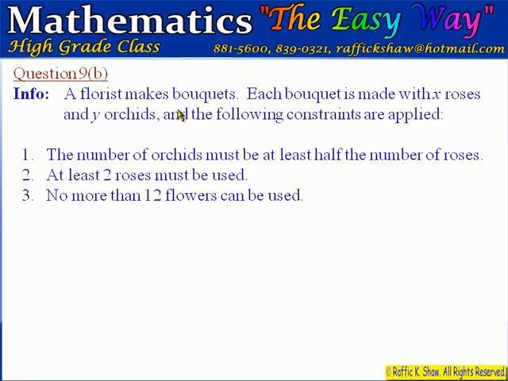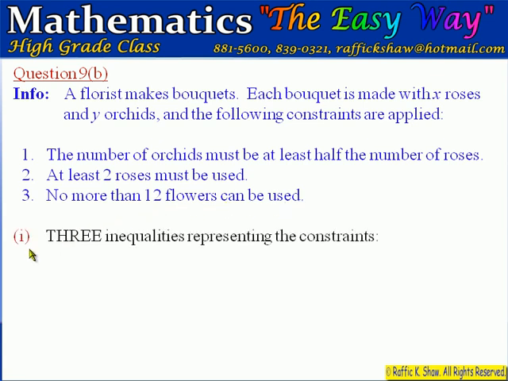Now in this question we are told that a florist makes bouquets using x roses and y orchids. That is, the number of roses used is x and the number of orchids used is y. And the bouquets are made under the following conditions. 1. The number of orchids must be at least half the number of roses. 2. At least 2 roses must be used. And 3. No more than 12 flowers can be used.